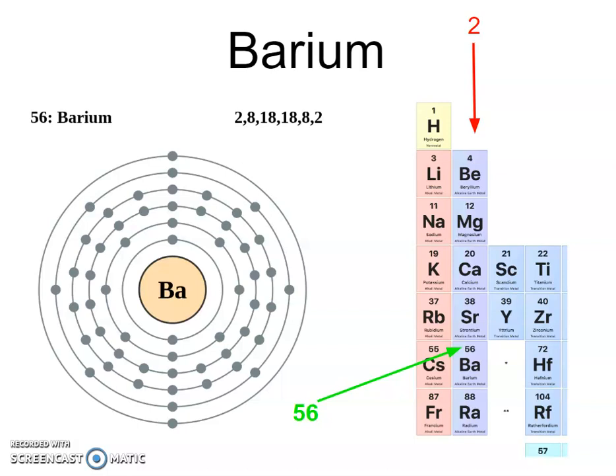So again, barium is in column 2, so I have the red 2 at the top. That tells you that the outermost energy level has 2 electrons in it. And the 56 in this case tells you how many total electrons. This is an awful lot to draw.